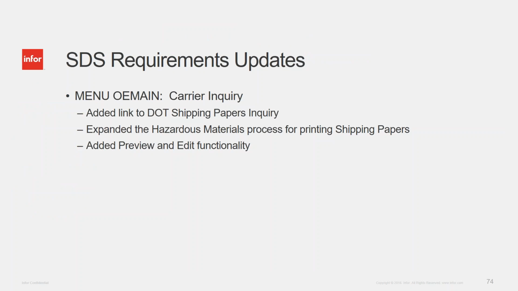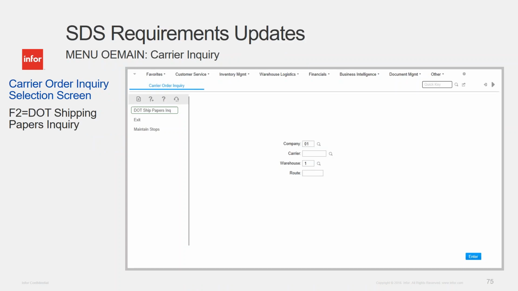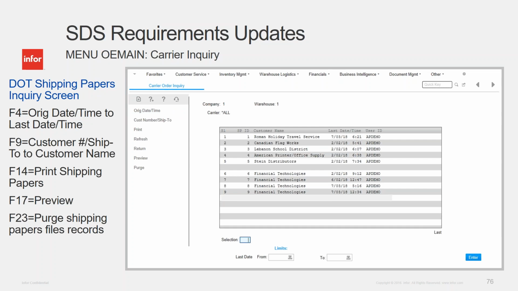Now we're going to jump into the carrier inquiry. When you select the carrier inquiry, there's a new link that goes to an additional DOT shipping papers inquiry. We expanded the hazardous materials process for printing shipping papers, and we added a preview and edit functionality within the shipping papers inquiry. So this one's easy. DOT shipping papers link. And when you press that link, this is the DOT shipping papers inquiry screen.